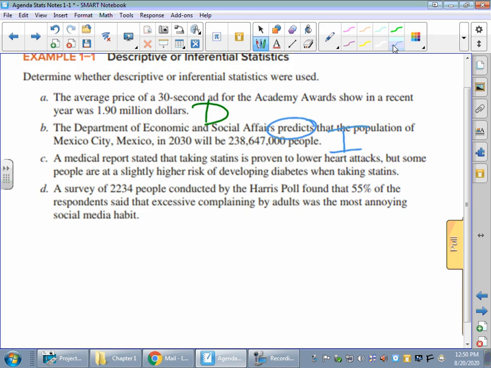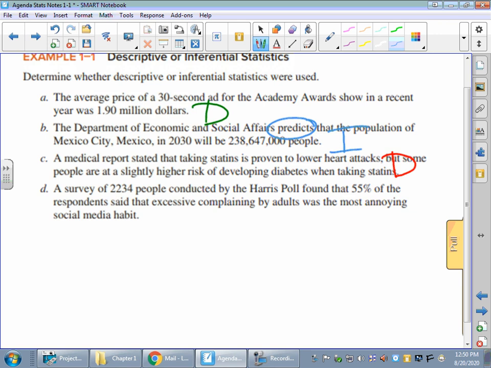C, a medical report stated that taking statins is proven to lower heart attacks, but some people are at a slightly higher risk of developing diabetes when taking statins. Well, that one's an interesting one, because the proven part would be descriptive. However, some people are at a slightly higher risk. I feel like we're going to have a descriptive here because they've got to base that on science that they already know. They can't just make something up.